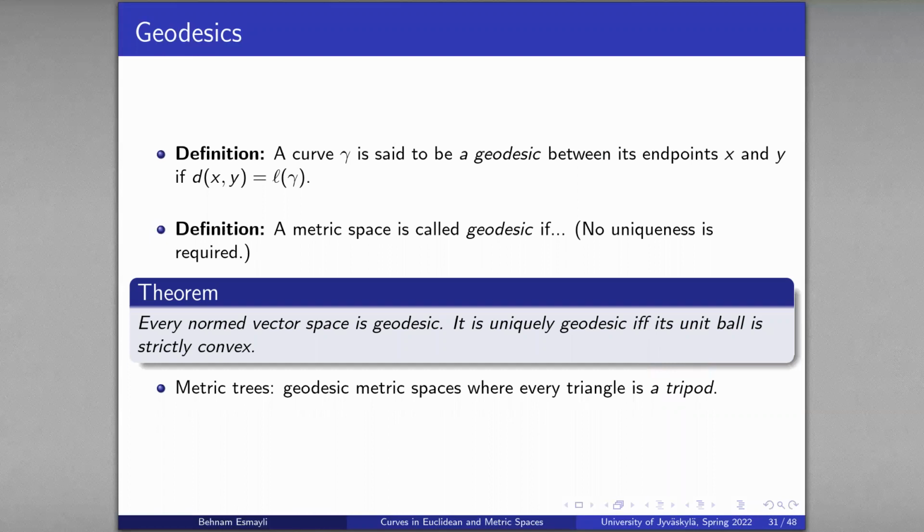A large class of metric spaces that I personally love, that's why I include them here, are metric trees. So these are geodesic metric spaces by definition, where every triangle is a tripod. So what is a triangle in a metric space? That was another motivation for me to introduce this. A triangle is when you pick 3 points and you take the shortest curve between them for every pair. So this is the shortest curve between them, and this is the shortest curve between them. And the union of these 3 curves is what we call a triangle.